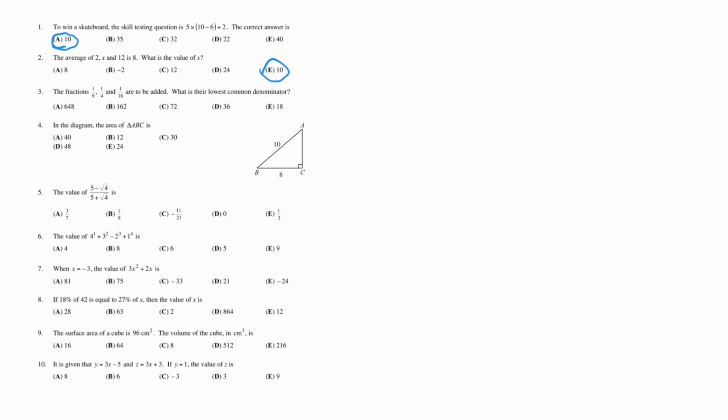Number 3. The fractions 1/9, 1/4, and 1/18 are to be added. What is their lowest common denominator? The denominators are 9, 4, and 18. For the lowest common denominator, use prime factorization. 9 is 3 squared. 4 is 2 squared. 18 is 2 times 9, that's 2 times 3 squared.